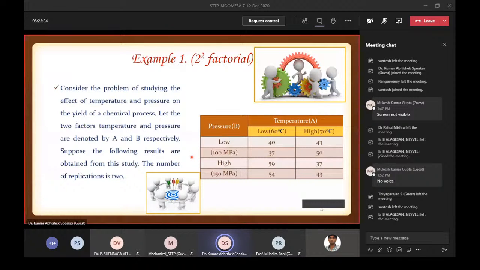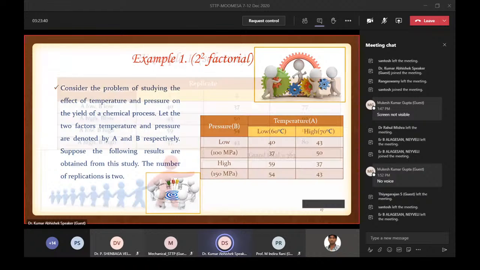So in order to find out its effect, you have to compute the ANOVA table, and by the ANOVA table you can determine which factor is influential and which factor is not influential.